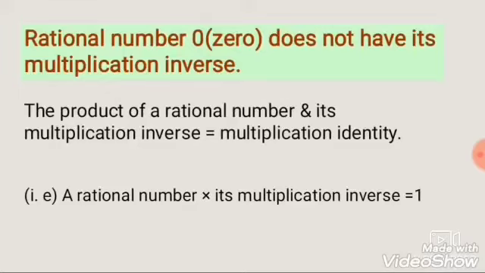So, in this statement, the rational number 0 does not have a multiplication inverse, which means 0 does not have its multiplication inverse. The product of a rational number and its multiplication inverse is equal to the multiplication identity. That is, a rational number into its multiplication inverse is equal to 1.